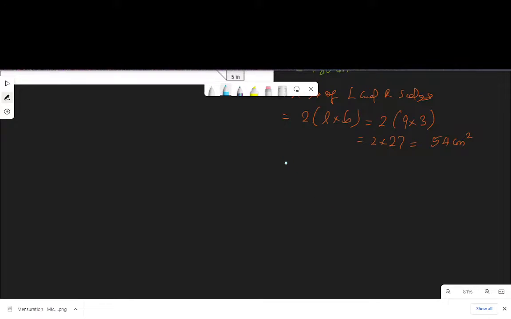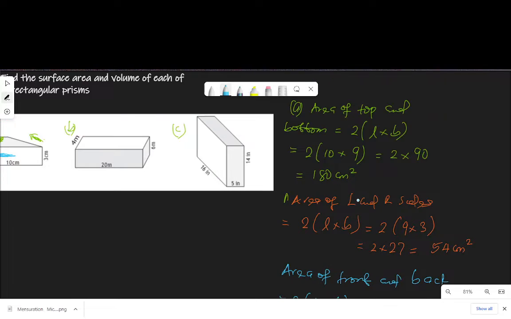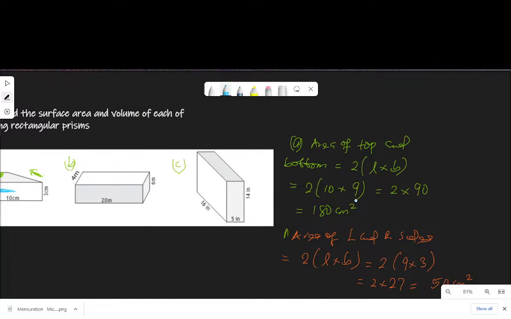Area of front and back of the cuboid, again, is 2 times, that is the two of them, that is why I'm multiplying by 2, length times breadth. Since both the front and the back are exactly the same, they are all rectangular faces.